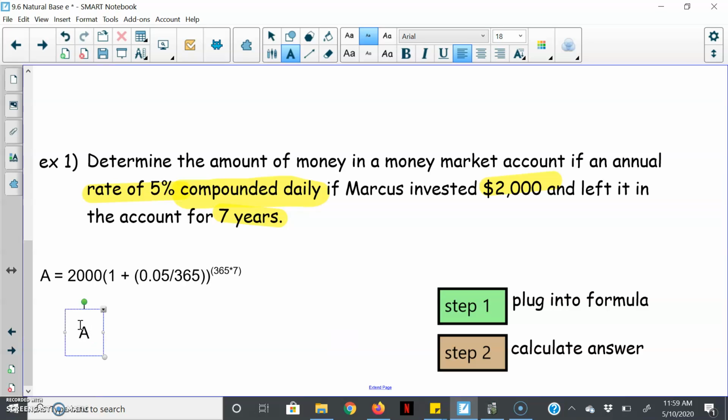So our amount that we get is $2,838.07. So that's saying, hey, if we put $2,000 into some account and just leave it there for 7 years, we're going to make 838 bucks off of interest doing nothing. We're not touching that money. We're not doing anything with it. We're just leaving it there. So it's actually pretty cool.